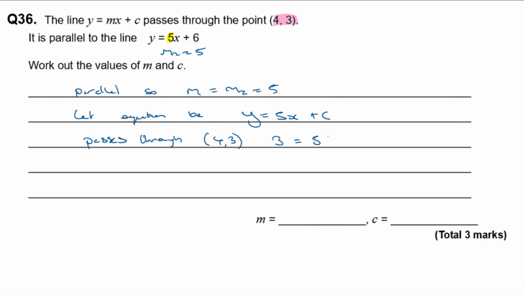And that's equal to 5 lots of the x coordinate, which is 4, plus c. So 3 is equal to 20 plus c, so c must be equal to 3 minus 20, it's minus 17, isn't it? Okay, so c is minus 17 and m is 5.